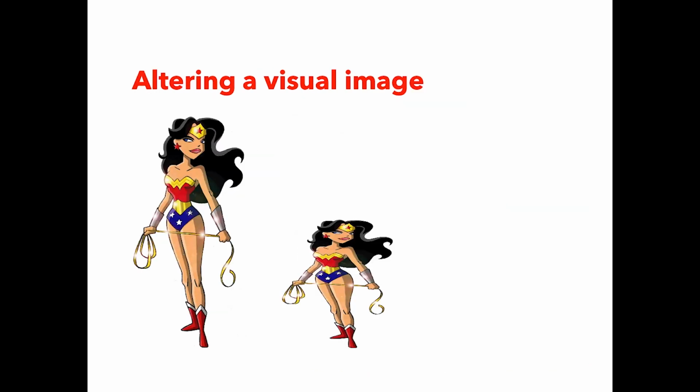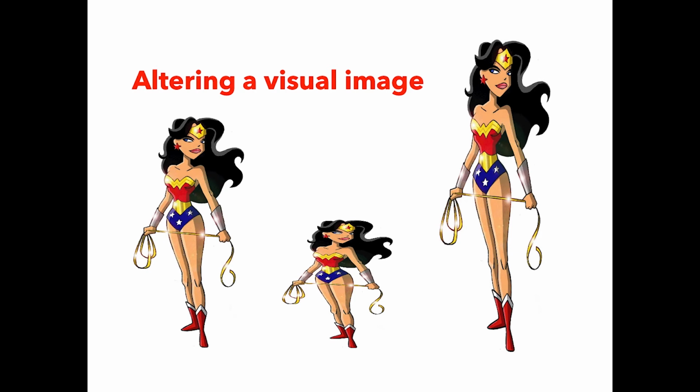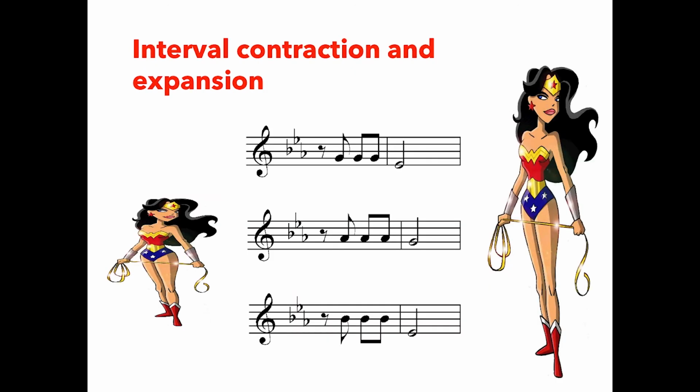In this example, I've varied the image of Wonder Woman by changing her vertically. I've made her shorter and taller. Now, this didn't take much brain power, particularly with computers doing all the work for me. How could this process be used when developing musical ideas? Here's how Beethoven does it.